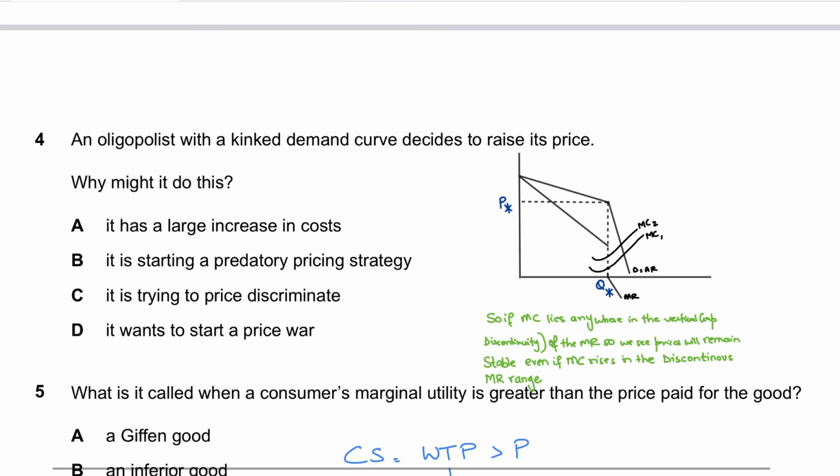So the option has to do with A, a large increase in cost. B is wrong because it says it is starting a predatory pricing strategy, and predatory pricing involves price cutting, not raising it. The question is asking about raising its price. C is also wrong. It's trying to price discriminate. That is wrong because price discrimination means charging different prices to different consumers, not simply raising one market price. And D is also wrong. It wants to start a price war. A price war would normally start with price cuts, not price rises. So that's why question 4 is A.